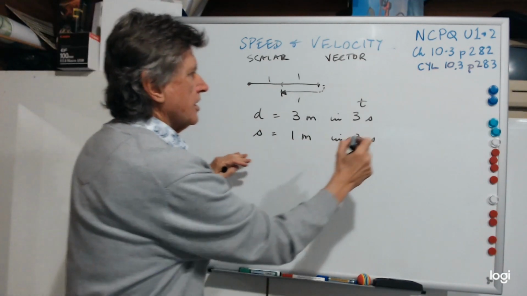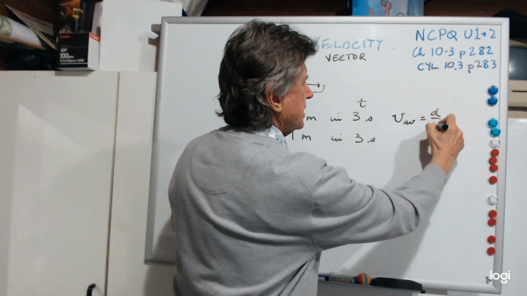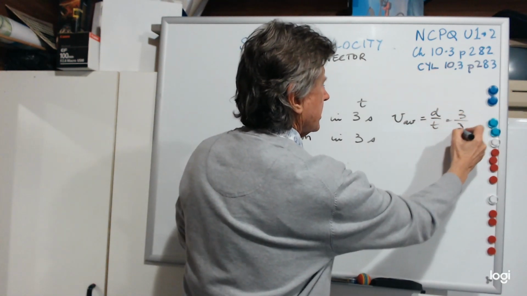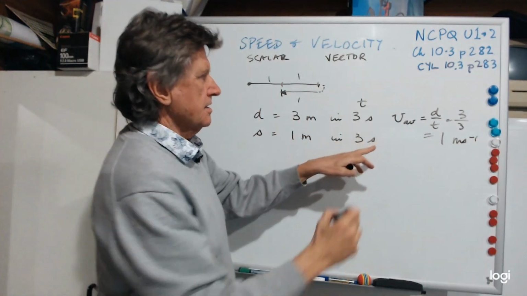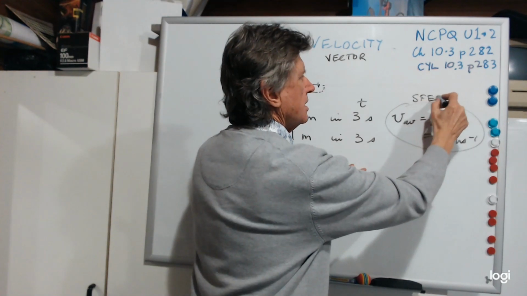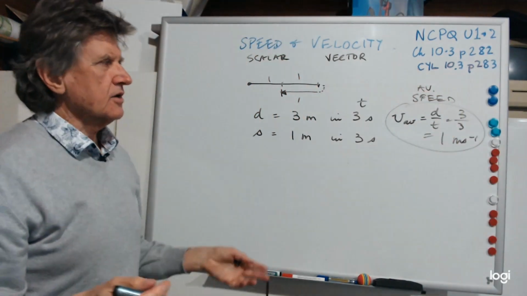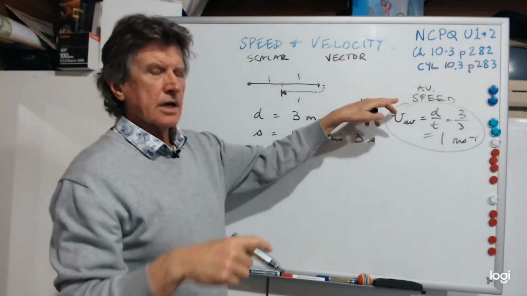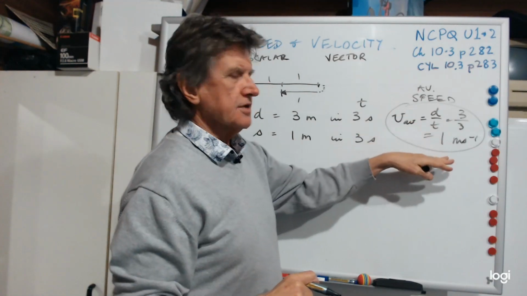Okay, my V average is D on T, which is 3 on 3 equals 1 metre per second. So that's my average speed. So this is speed, or average speed. Now that's a scalar quantity, so I don't need any little arrows above it, and it's D on T. So my average speed is 1 metre per second.